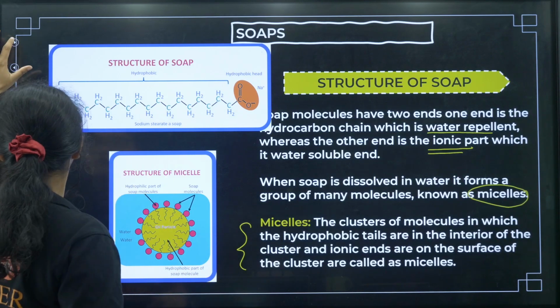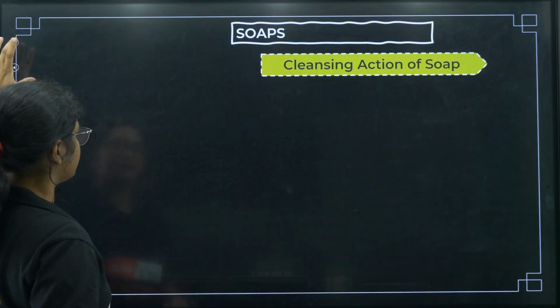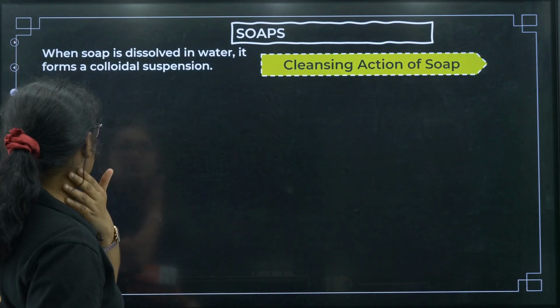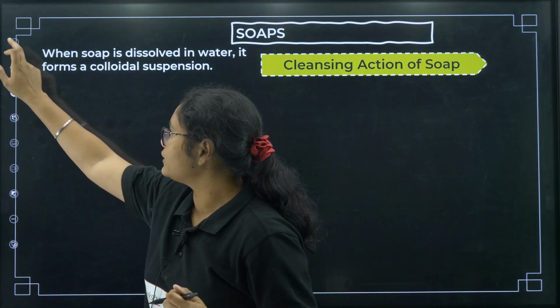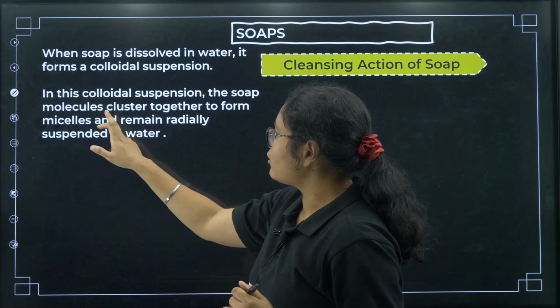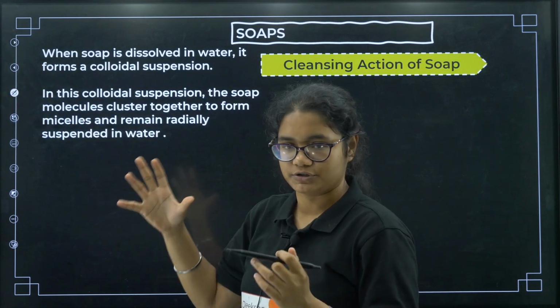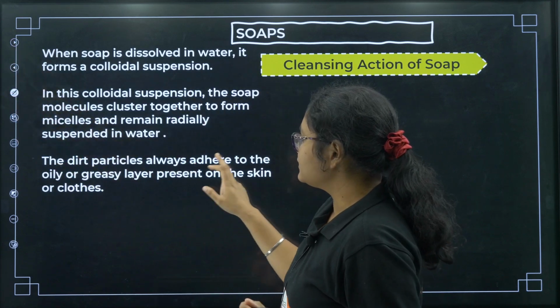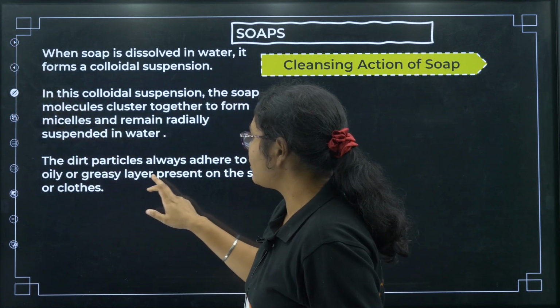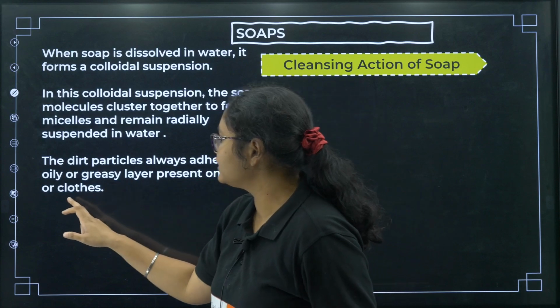Now how do we use that to clean your clothes? When you dissolve the soap in water, it forms a colloidal suspension. Once this colloidal solution is formed, the soap molecules cluster together to form micelles. There are many micelles formed here. Now what happens: the dirt particles always adhere to the oily or greasy layer present on the skin or clothes.